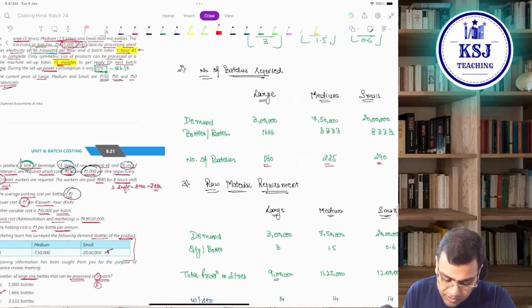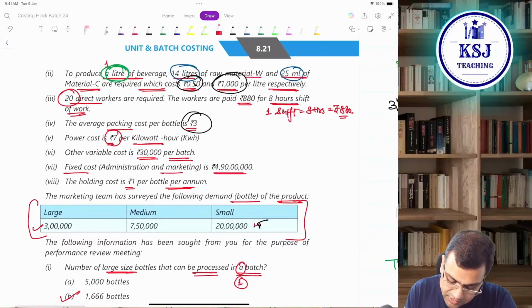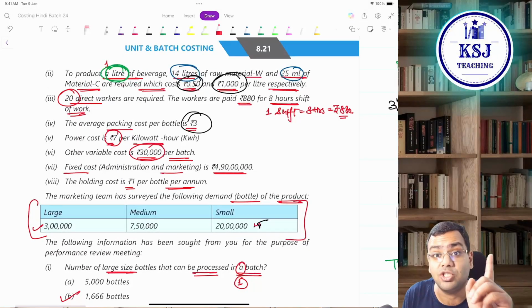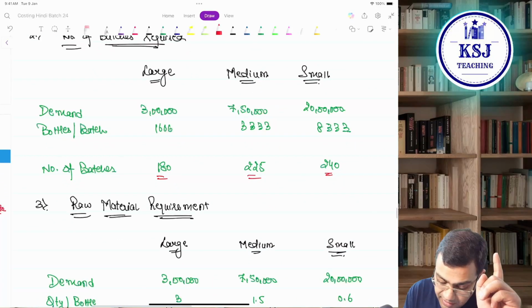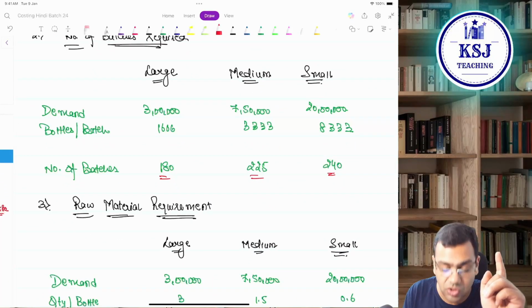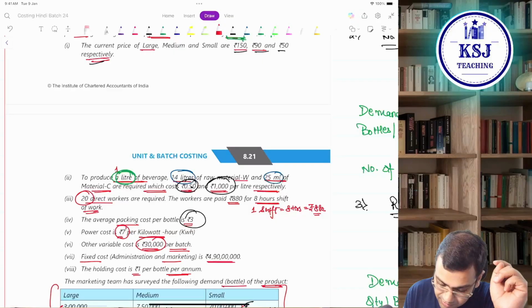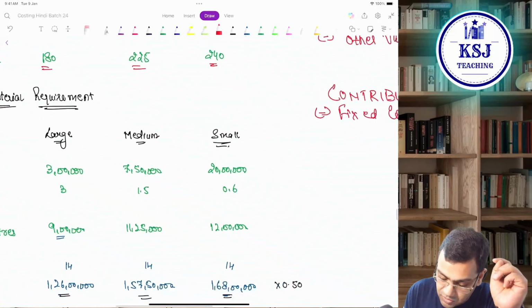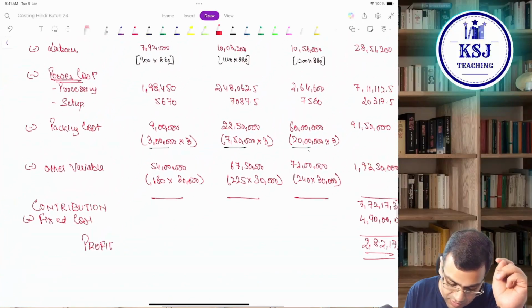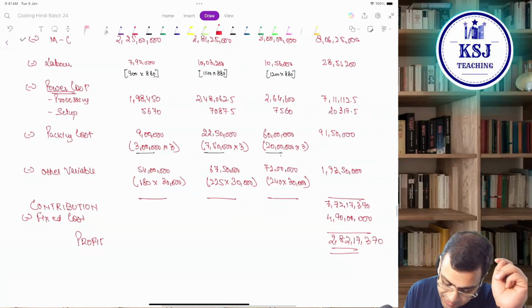Other variable cost is given. What is given? Other variable cost says 30,000 per batch. Per batch. The number of batches you have calculated here: 180, 225, 240. So you will multiply this variable cost, 30,000 multiplied by 180, 30,000 multiplied by this, right? So this is what you have to do, right? So you will get your other variable cost also.